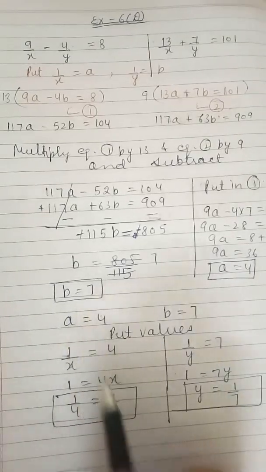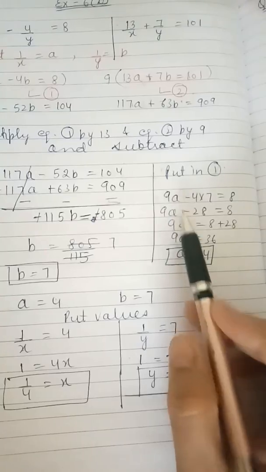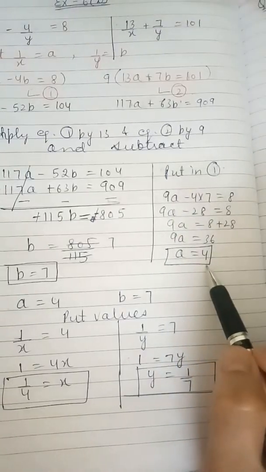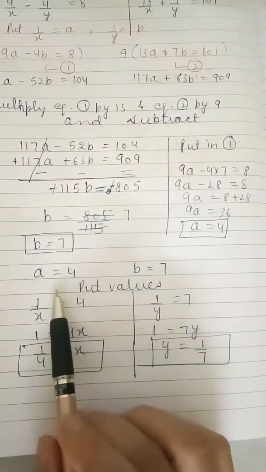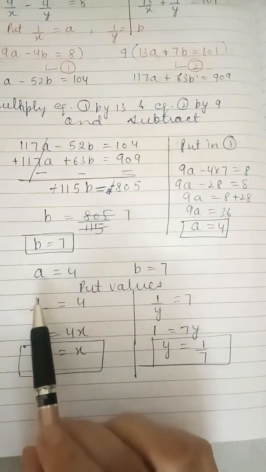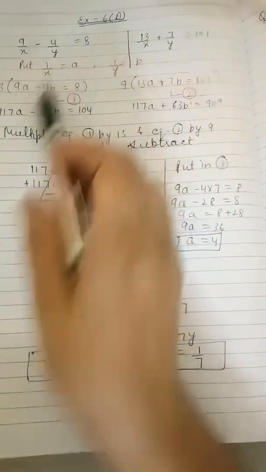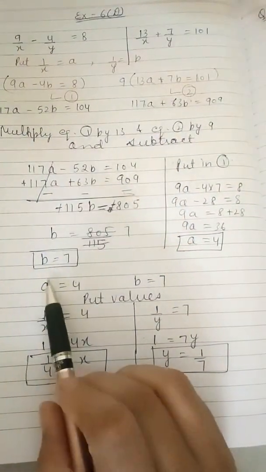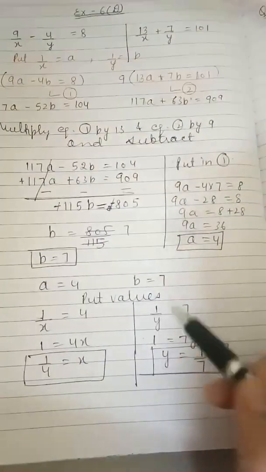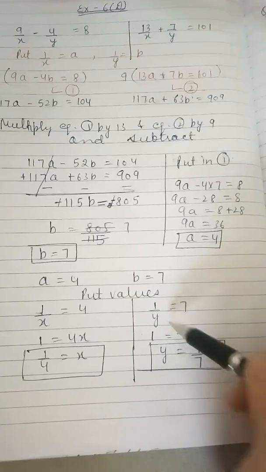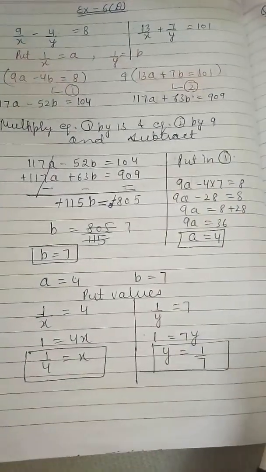So you can calculate the value of a also. You can see here, we will put b in equation number 1 and we can calculate a. a will be 4. Now we know a is 4, b is 7. But what is a? In the beginning we supposed that a is 1 by x. So here also in place of a you will write 1 by x equal to 4 and then you will find x. Similarly, b is 1 by y. You can rearrange it and find the value of y. So y is 1 by 7.